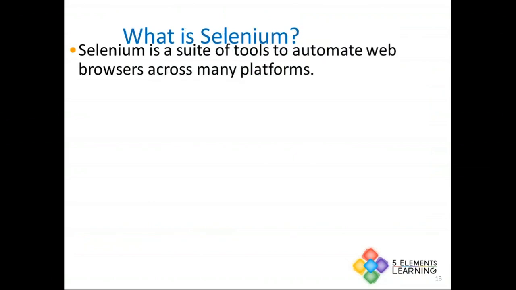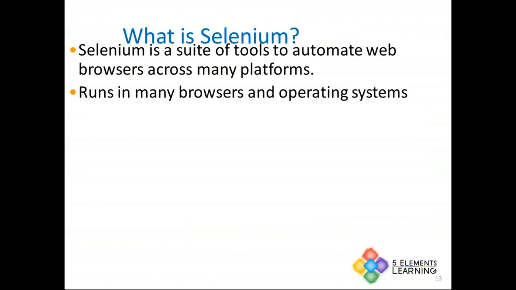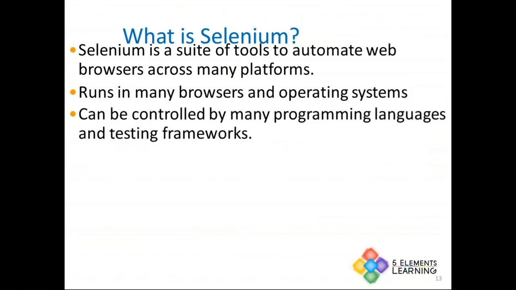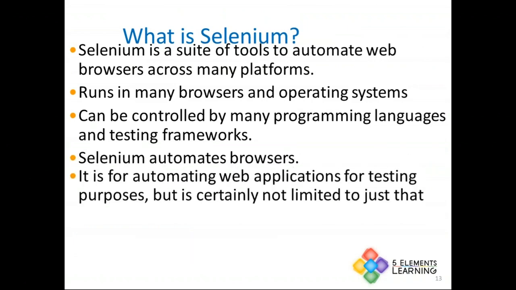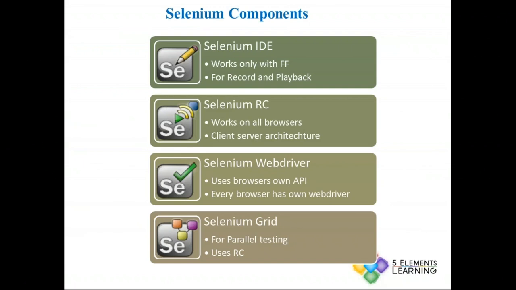So what is Selenium? It is a suite of tools to automate web browsers across many platforms. It runs on different browsers and operating systems, and it allows execution of the scripts using different programming languages and testing frameworks. So, Selenium basically supports multiple browsers, multiple operating systems using multiple programming languages. That is one of the main reasons Selenium is a very, very popular open source test automation solution.